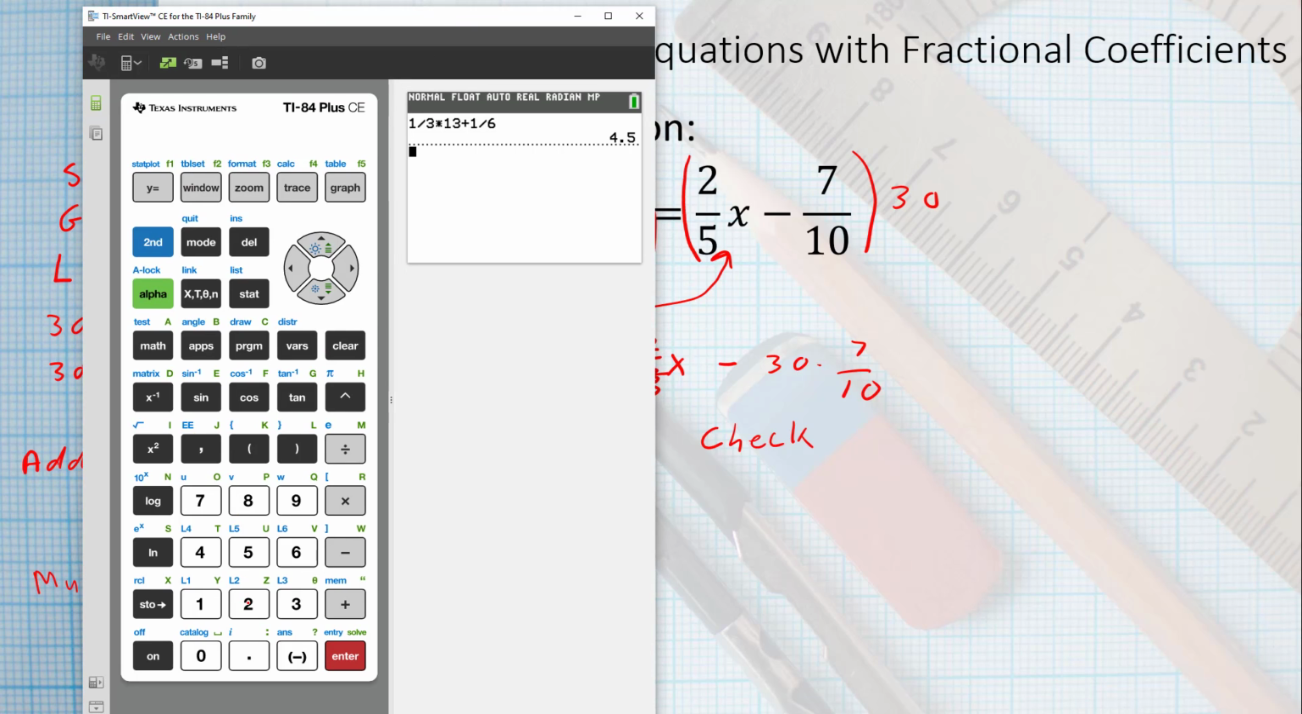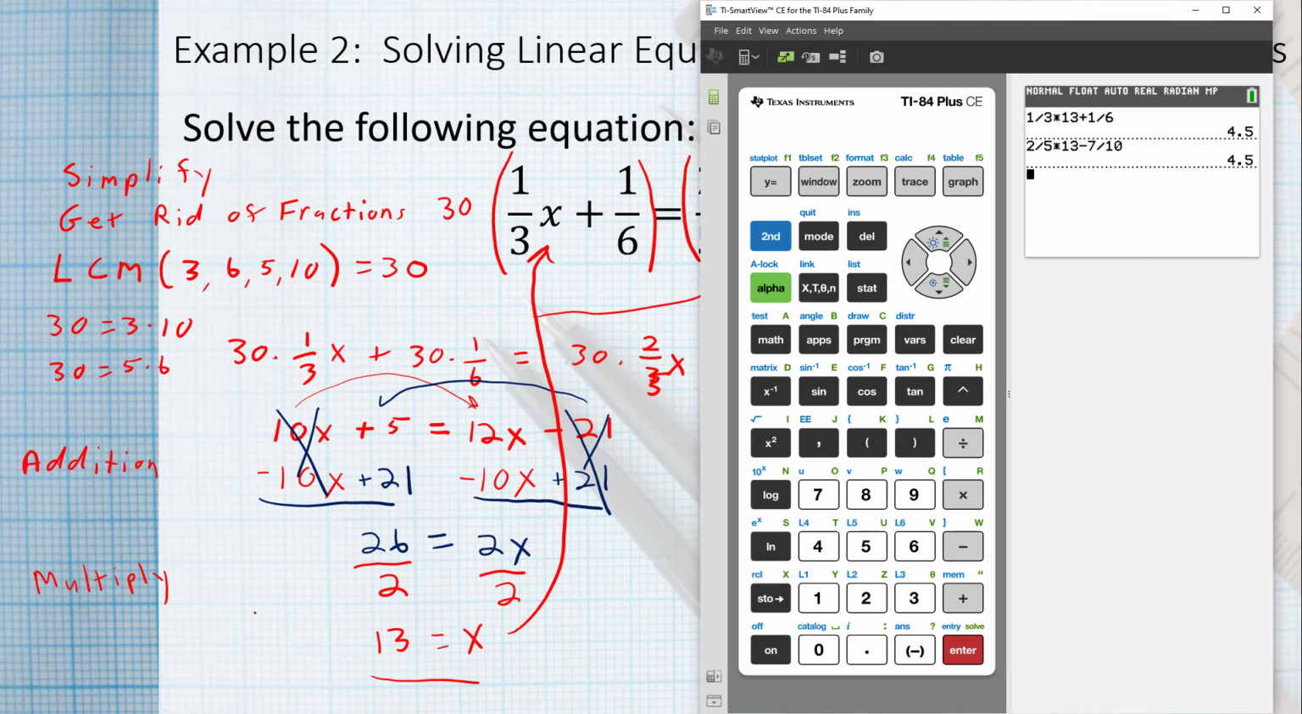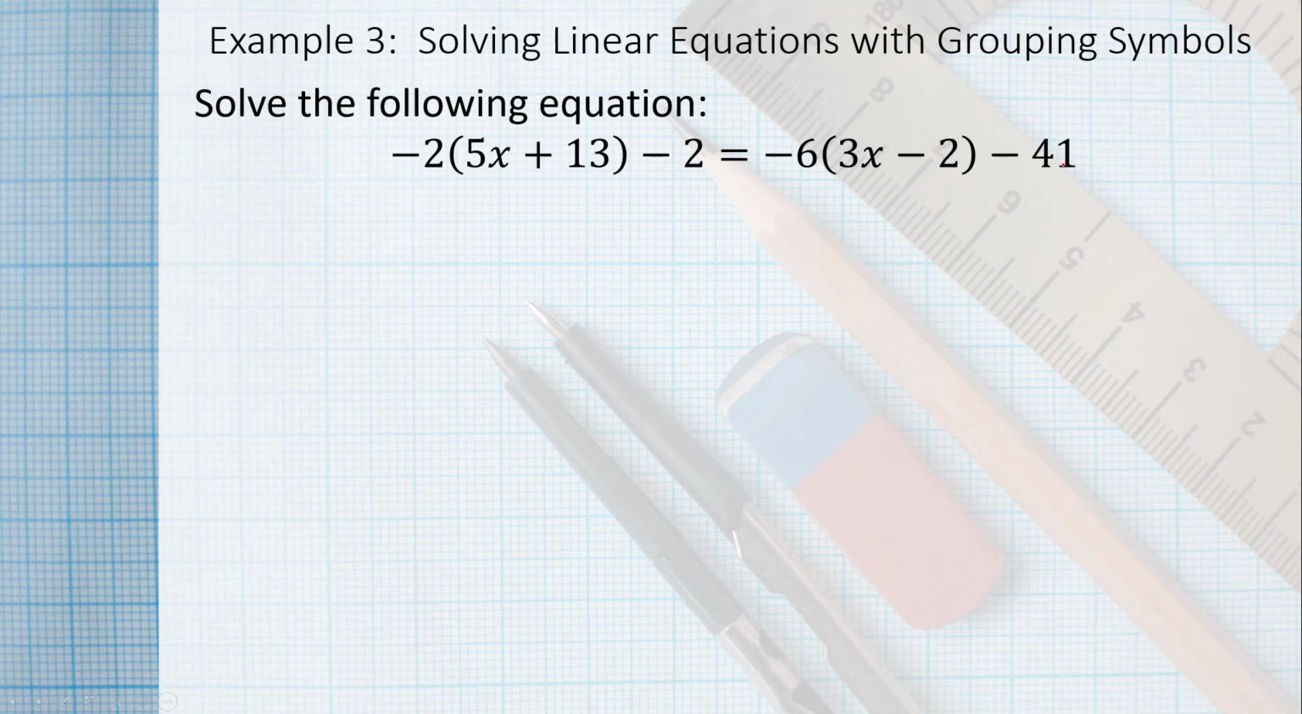That is going to be 2 divided by 5, times x, which is 13, minus 7 divided by 10. So since we got the exact same result for both sides of the equation, this checks out, and x is indeed 13. In example 3, we have an equation with grouping symbols.